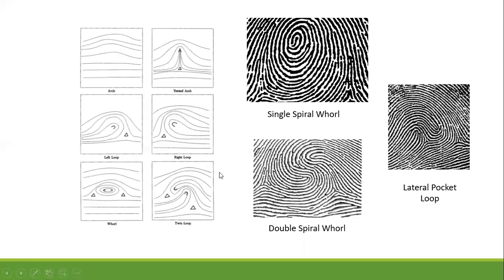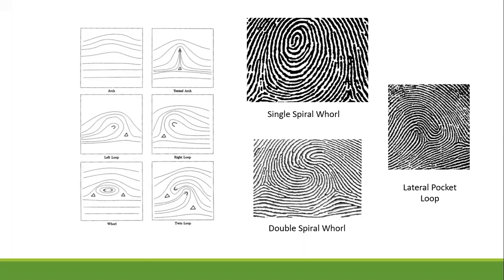So here is a diagram. This is a simple arch. This one is a tented arch. This is a left loop and this is a right loop. So ulnar and radial loops are also known as left and right loop, depending on the position and which hand we are looking at.